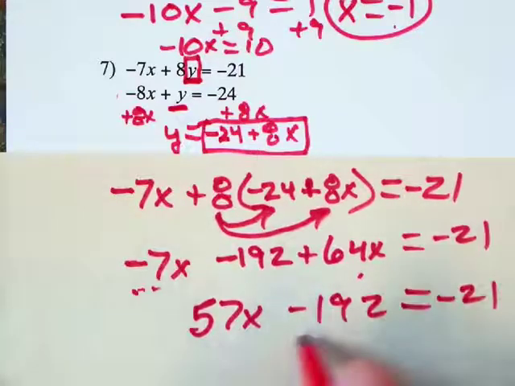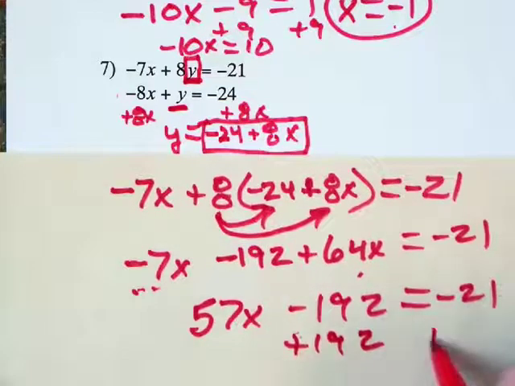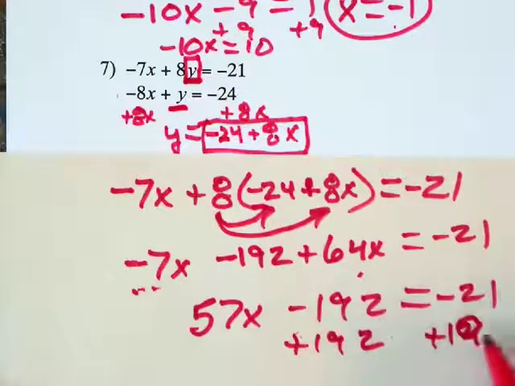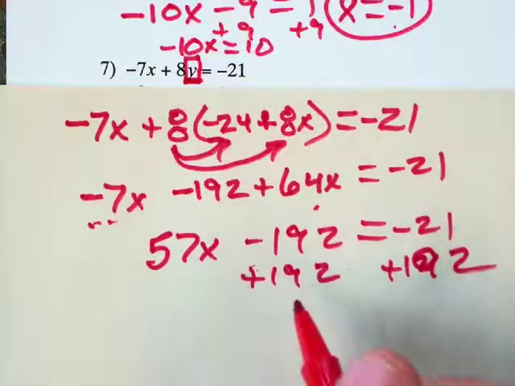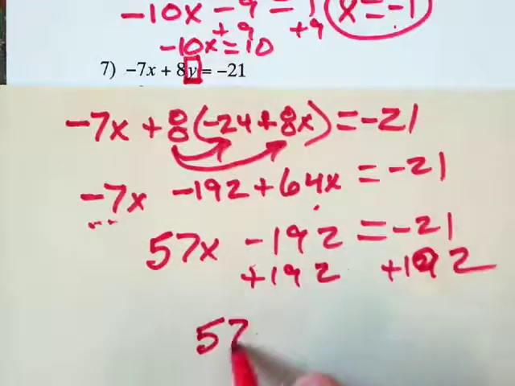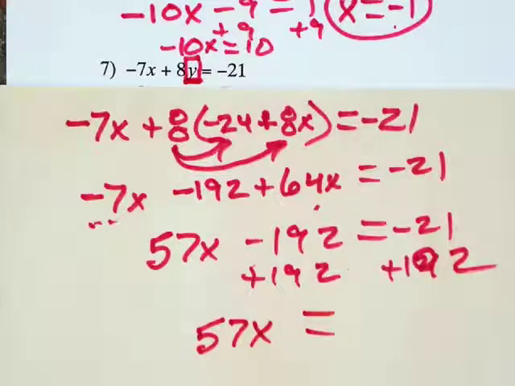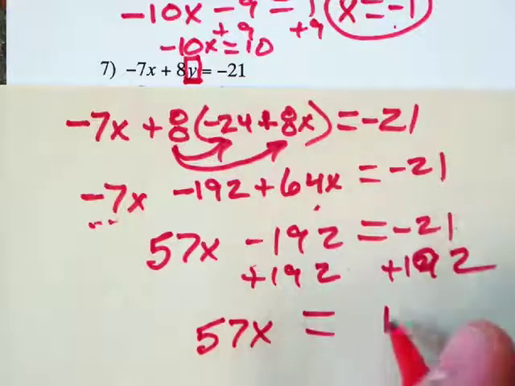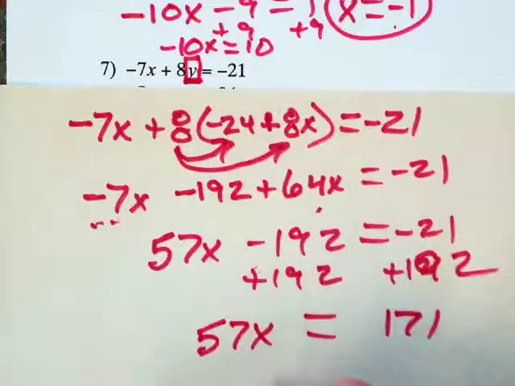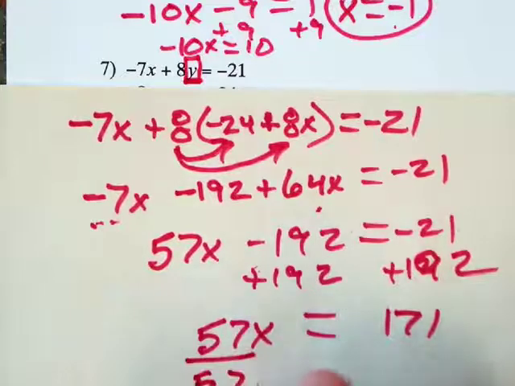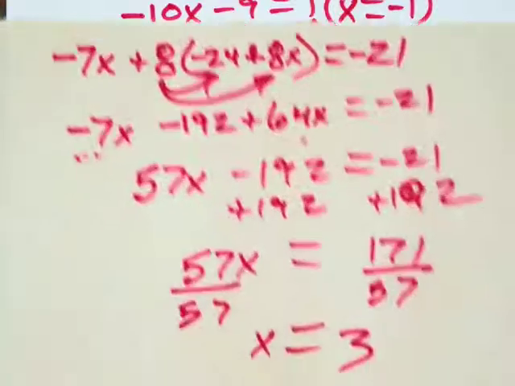And now I'm going to add 192. And even though they're big numbers, don't let that panic you at all. Just solve through. And we have 57x equals negative 21 plus 192 is 171. And then 171 divided by 57 is 3. So x equals 3. Okay.